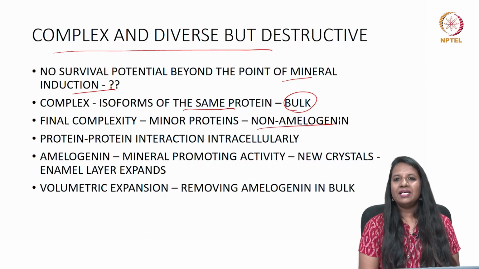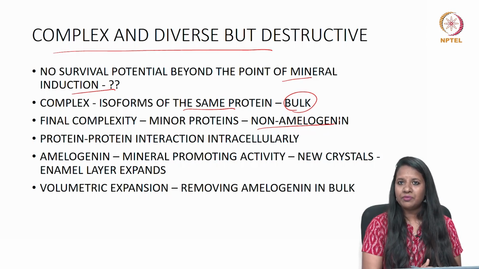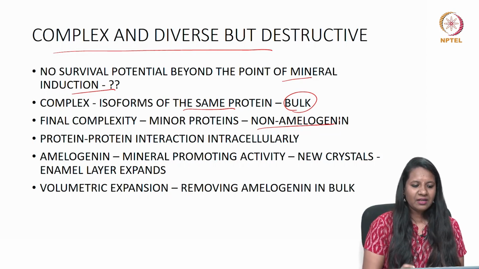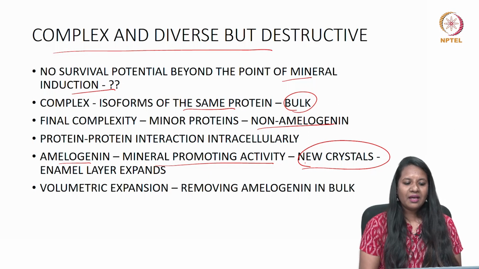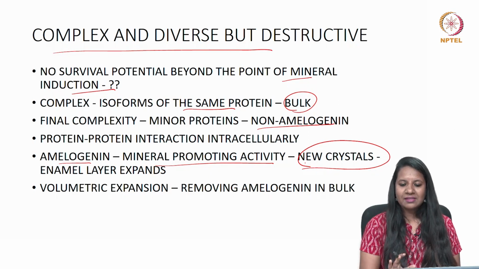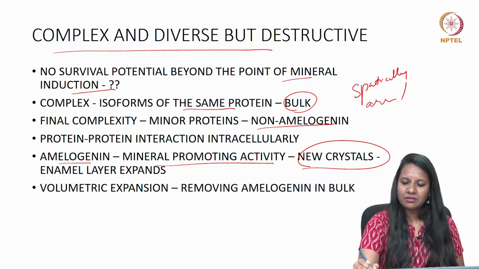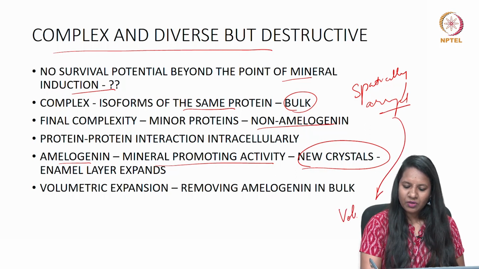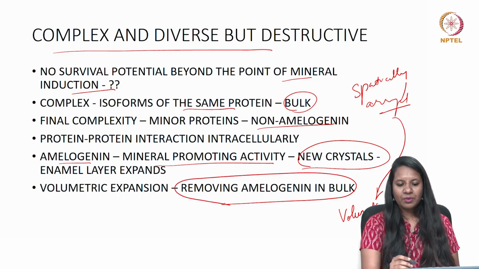So, it is mainly the protein-protein interaction intracellularly, and as I already mentioned, there is no equivalent of predentin or osteoid formed. It is just protein-protein interaction. Then amelogenin enzyme, and it forms new crystals which leads to the expansion of the enamel layer. Once the crystals are spatially arranged, the final expansion occurs, called volumetric expansion, which occurs after removing the amelogenin in bulk, which has a mineral promoting activity.